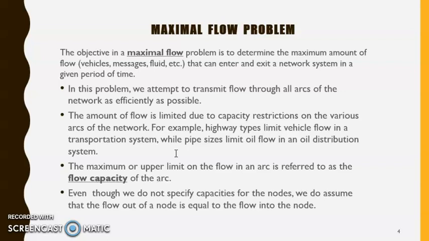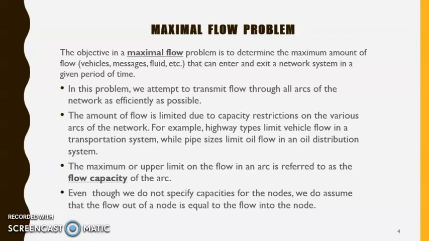As you can see, it says highway types limit vehicle flow and pipe size limits oil flow in an oil distribution system. The maximum or upper limit on the flow in an arc is referred to as the flow capacity. So when we find the maximum possible flow that it is possible to push into the network, it is the flow capacity. In fact, when we are doing this type of model, we are trying to find the maximum capacity of a network, a very practical type of model in many different areas.